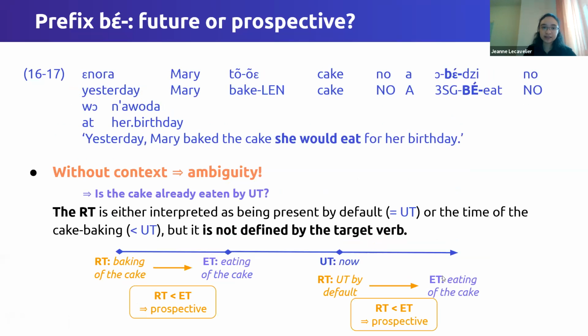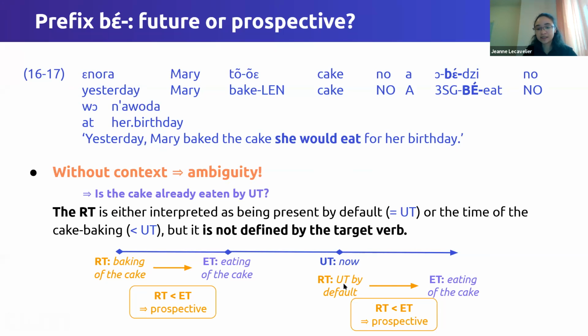And then again, if you find this sentence without any context, out of the blue, there is an ambiguity regarding the interpretation of the sentence. You cannot know if the cake has already been eaten by the reference time, because of course, it depends on where you would locate the reference time. If you would locate it in the main clause, so reference time by default, or if you would locate it in the matrix clause, so in the local context time of the matrix clause, corresponding to the baking of the cake.